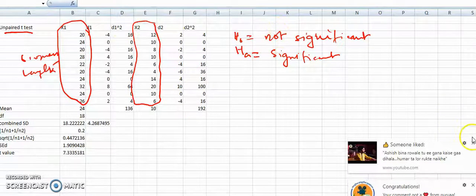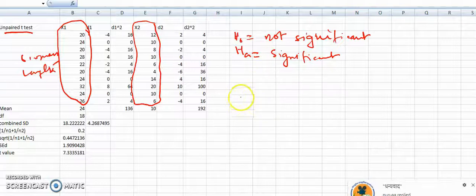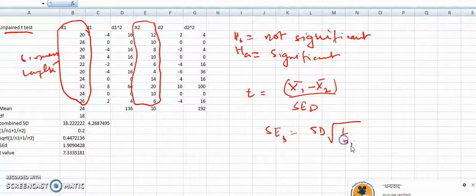So now let us prove which of the hypotheses is correct, is acceptable, or which one is rejectable. So we know that for an unpaired t-test, the t-value is equal to the difference of the mean of these two data divided by the standard error of the difference of means. In case of unpaired t-test, this SED, standard error of difference of mean, is calculated as the standard deviation times the square root of 1 by n1 plus 1 by n2. So this is the formula for calculating this.